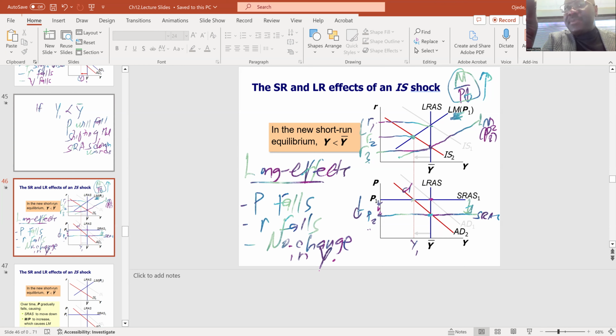Remember, we started from this point, and when we had a negative demand shock, the aggregate demand curve shifted to the left because of a cut in government spending. So there was only a temporary effect on output. But as the economy adjusts back in the long run, we are back on the long run aggregate supply curve. So there's no change in GDP.